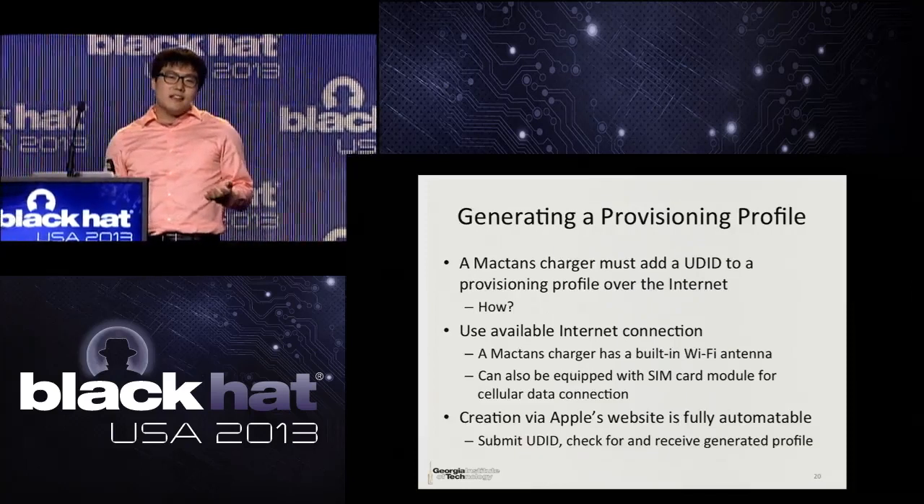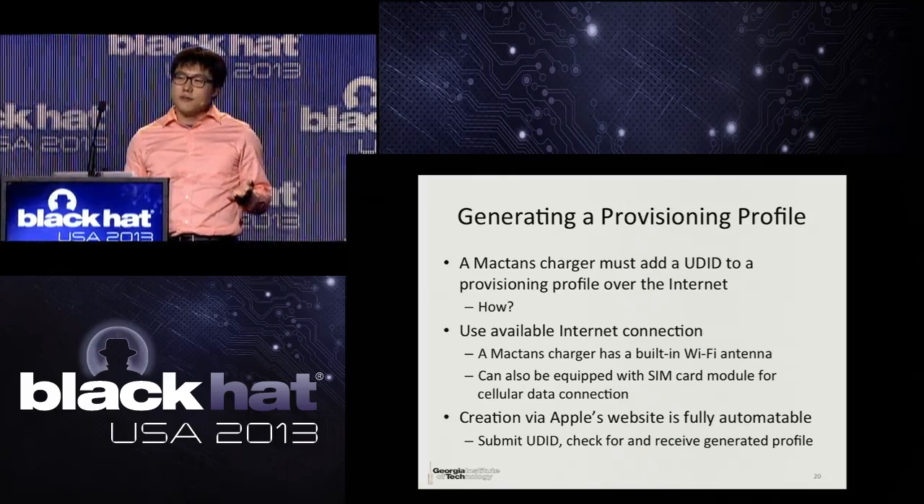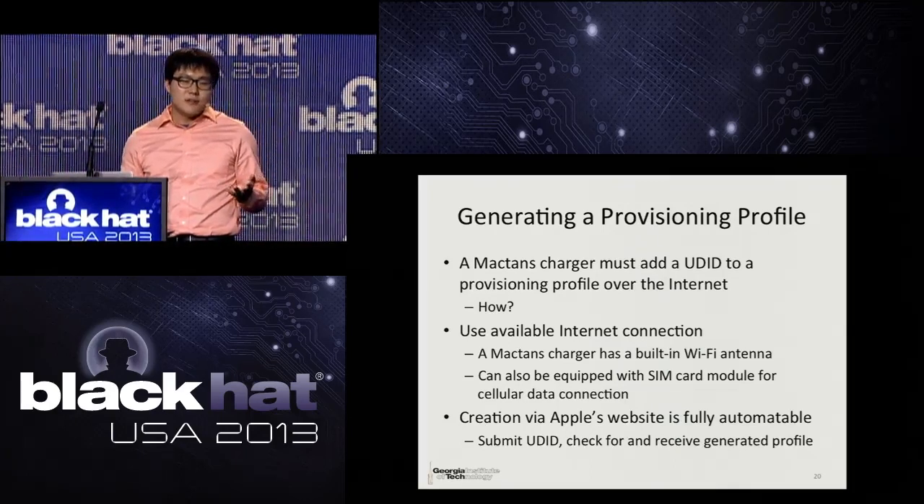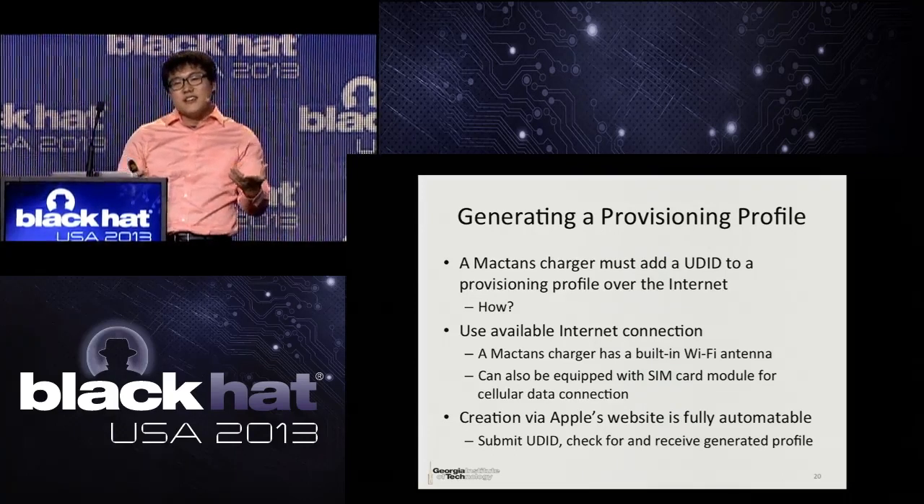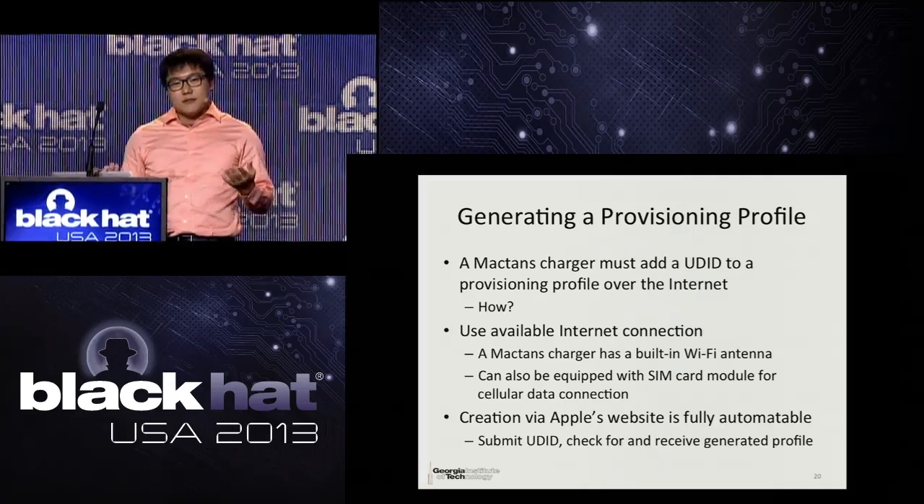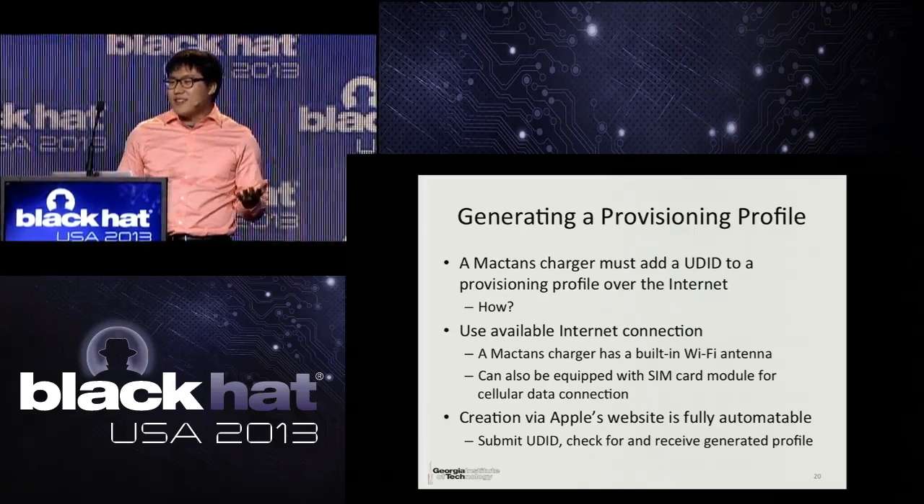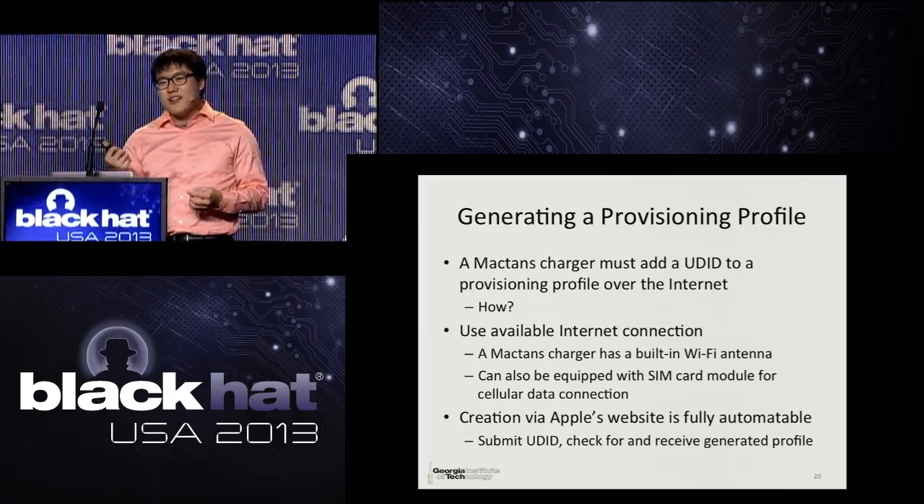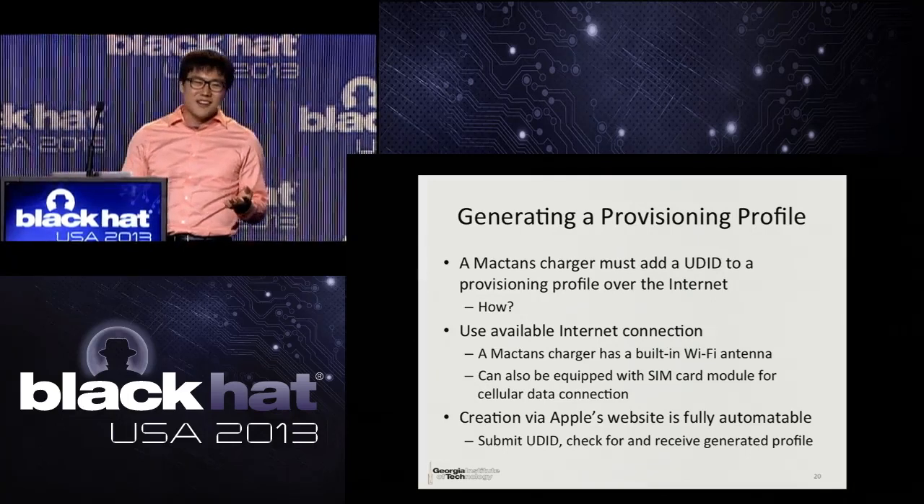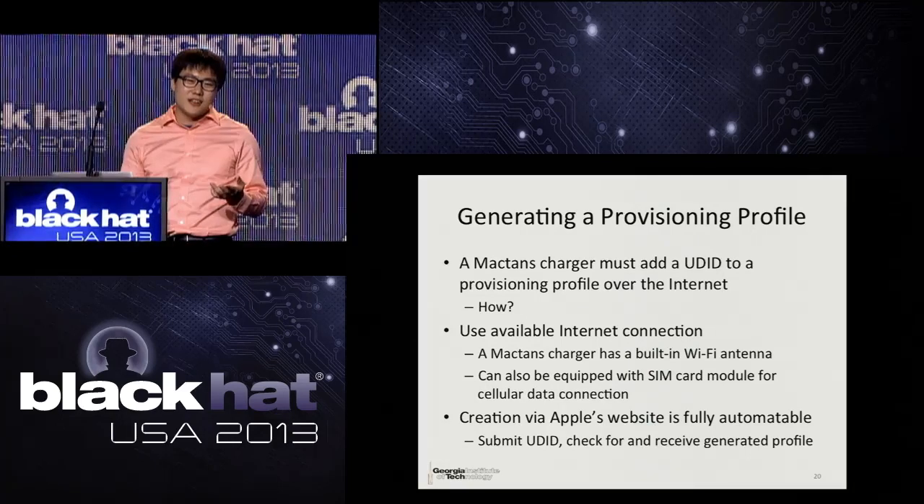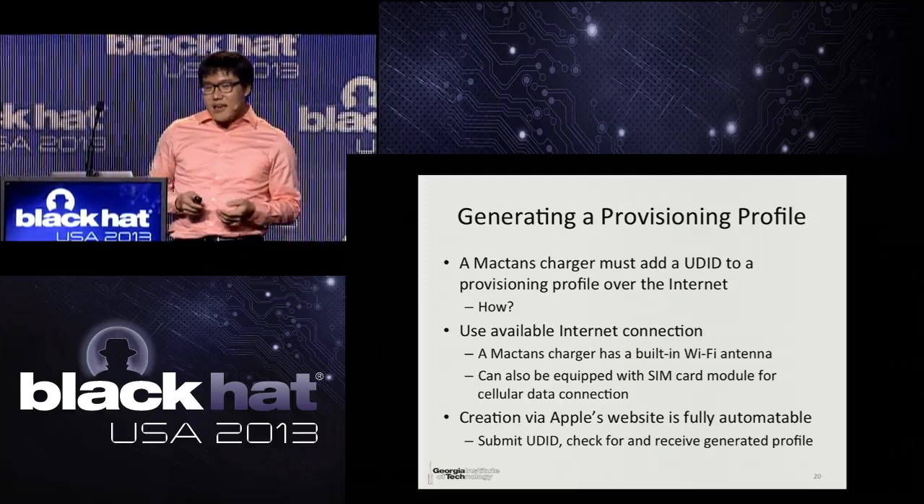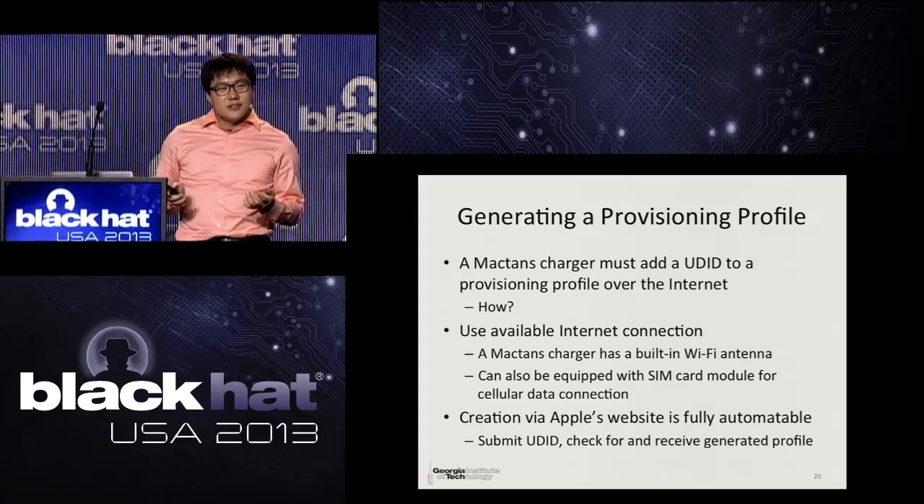However, we believe that it is not that hard to get an internet connection for a charger like Mactans. For example, if there's a free Wi-Fi connection, Mactans can use it. Or if there's a weakly keyed encrypted connection, then Mactans can hack it. Or, with advanced system-on-chip technology, we can ship Mactans with a SIM card. Then it can freely use the cellular network connection, which is available anywhere these days. And with an available internet connection, getting this provisioning profile can easily be automated.